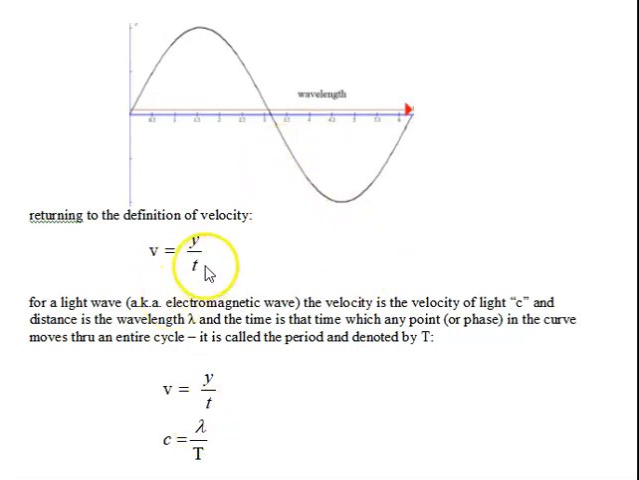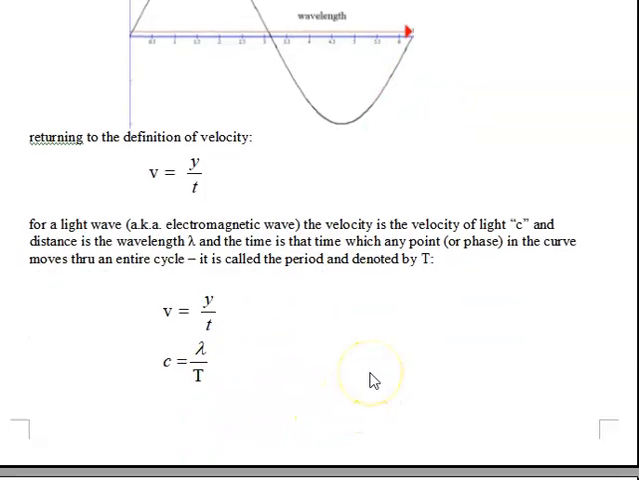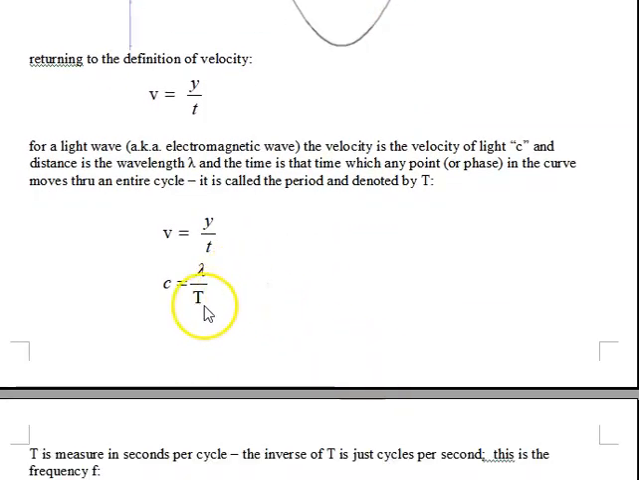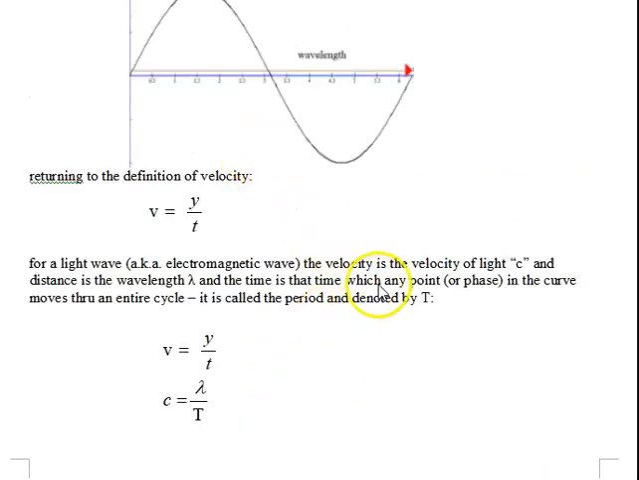The time is the time for the wave to travel one wavelength, and that we call the period, and we denote that by T. And the units of T are seconds. I was going to say seconds per, no, it's just seconds. And 1 over seconds, I should say, seconds per cycle, or seconds per wavelength.